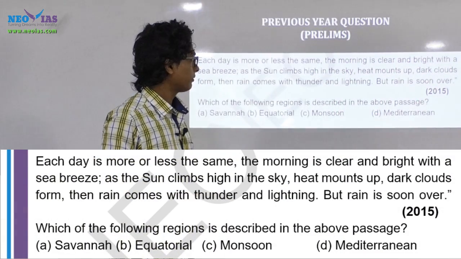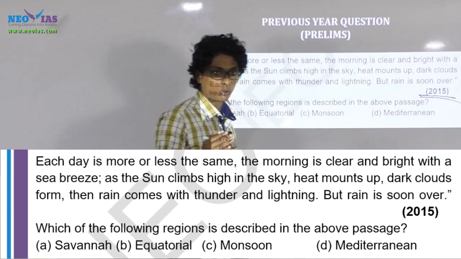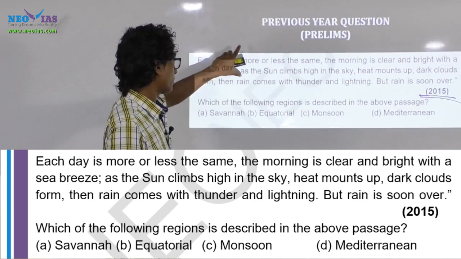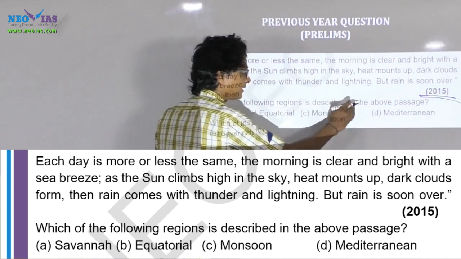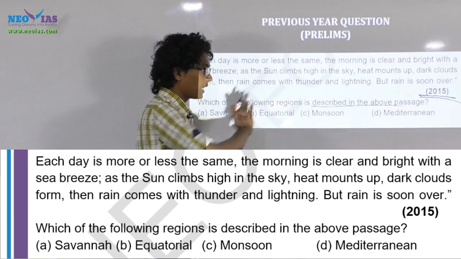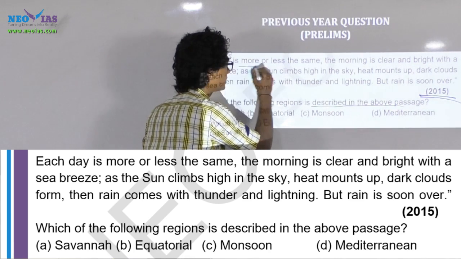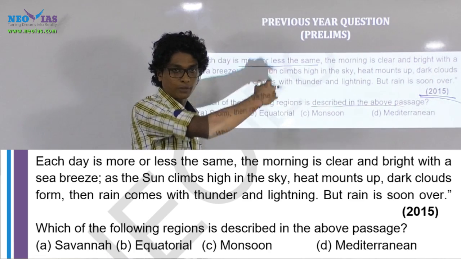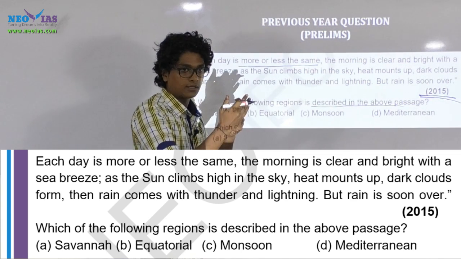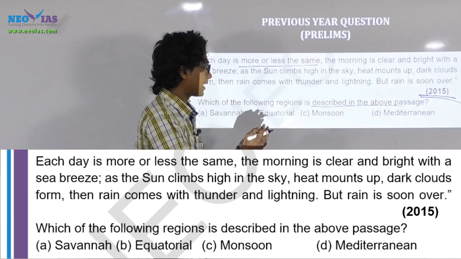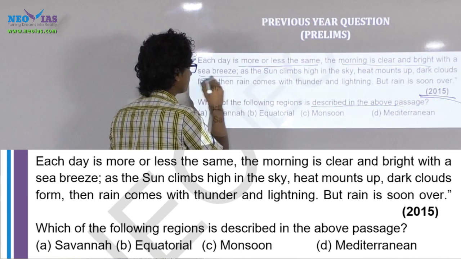Now let's solve a previous year question from this topic. The year is 2015. A passage is given and you are asked which of the following regions is described in the above passage. It's a simple ABCD type of question. Just go through the passage. Each day is more or less the same. It means the uniformity of temperature, right? And throughout the year there is rain, so there is no difference between days. There are no different seasons. Each day is more or less the same. And morning is clear and bright with sea breeze.